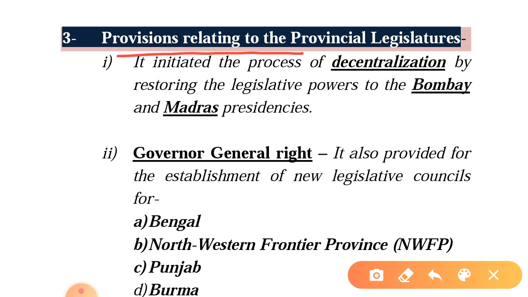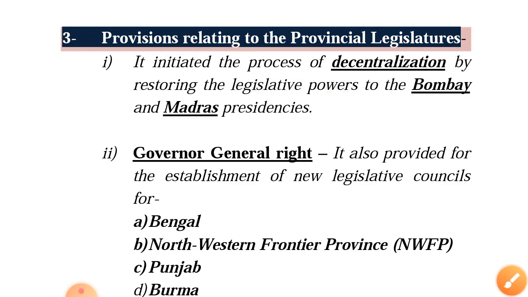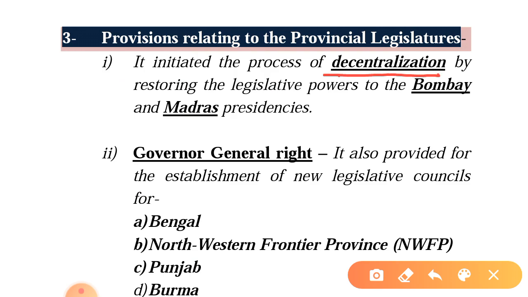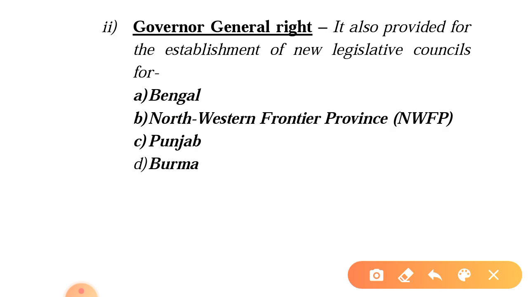Next point, provisions relating to the provincial legislature. First, it initiated the process of decentralization by restoring the legislative powers to the Bombay and Madras presidencies. You should know that this reversed the centralizing tendency that started from the Regulating Act of 1773.